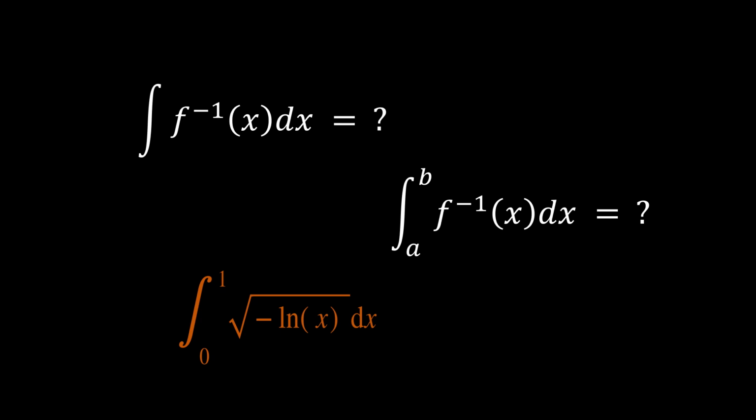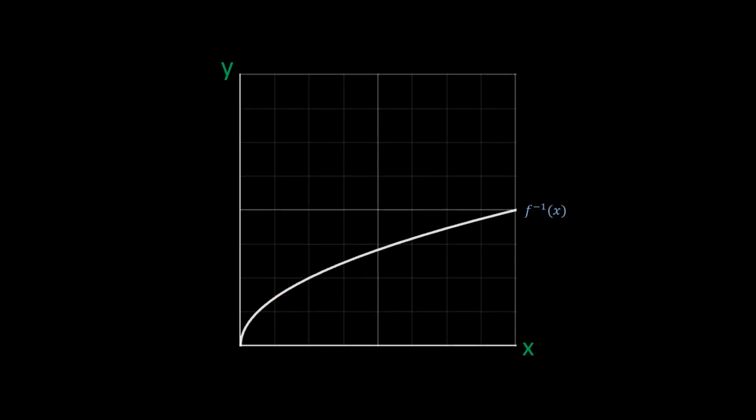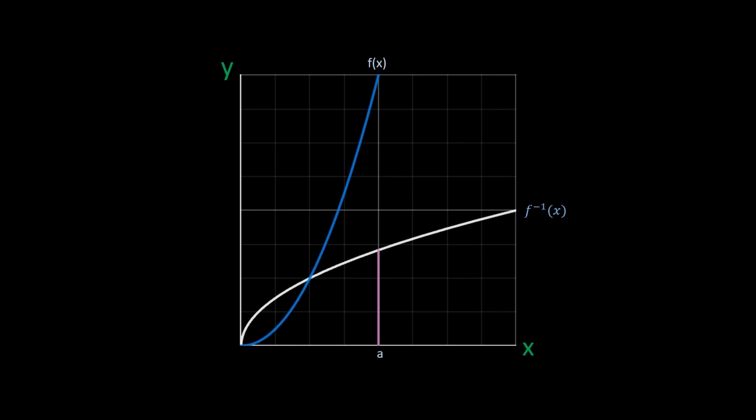Well, let's start by looking at the graph of the inverse function f inverse of x. Notice that this is the same as the graph of the regular function f of x. It's just inverted around the line y is equal to x. So the thing we're interested in here is the integral from a up to b of f inverse of x. This will just be the area shaded in green.